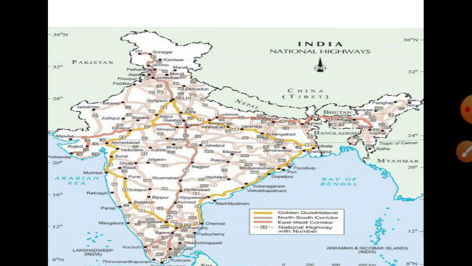First, super highways, or we can say the golden quadrilateral. So the golden quadrilateral, these are called super highways. Basically, the aim of the golden quadrilateral is to reduce the distance between four mega cities of India. These are Delhi, Kolkata, Chennai, and Mumbai. So the main aim is to reduce the distance and time between these four mega cities in India.